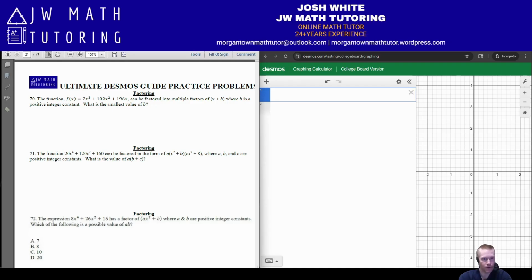Okay, this first problem, we are given a cubic function, and it says it can be factored into multiple factors of x plus b, where b is a positive integer constant. What is the smallest value of b? For this one, I am going to use method 1.